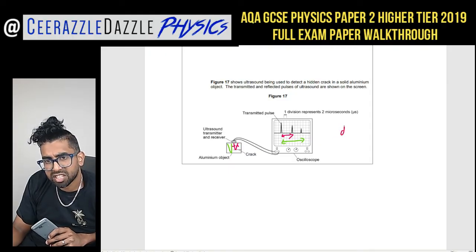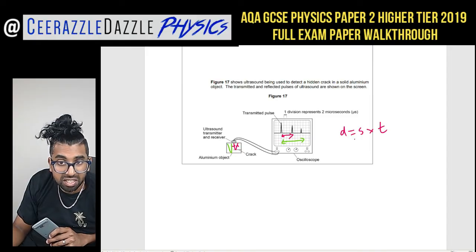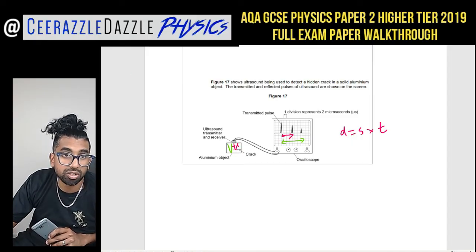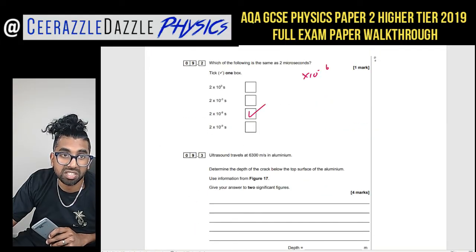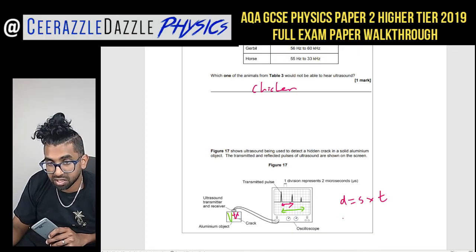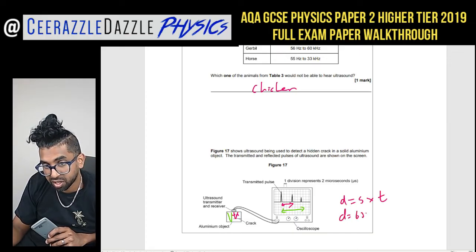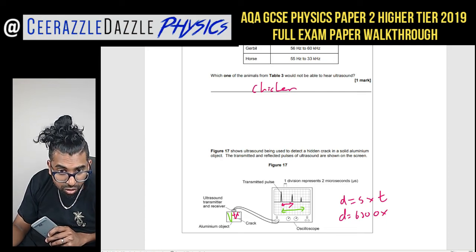So hopefully you recognize that speed is equal to distance divided by time. Therefore, distance is equal to speed times time. The speed of the wave was given to us in the question. It was 6,300. So it's going to be 6,300 times the time taken. So don't forget the time to go down to the crack and back.